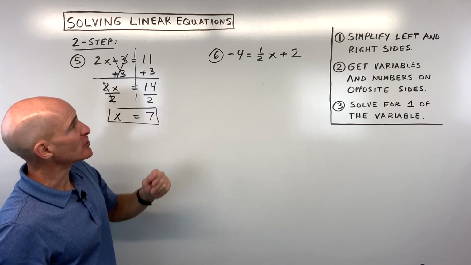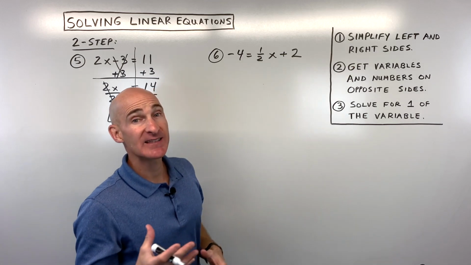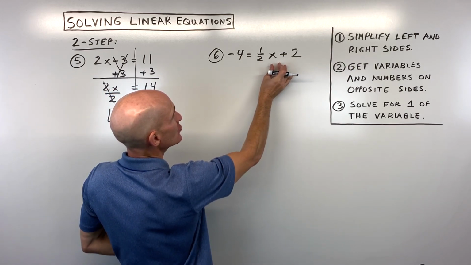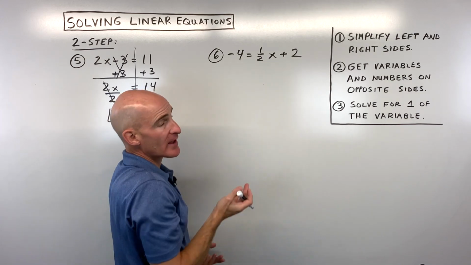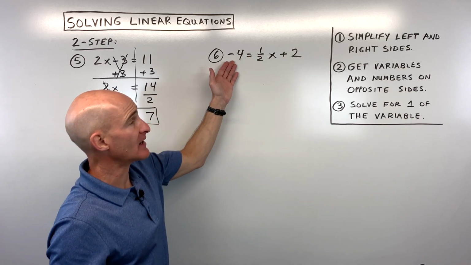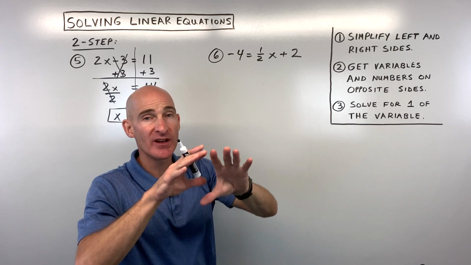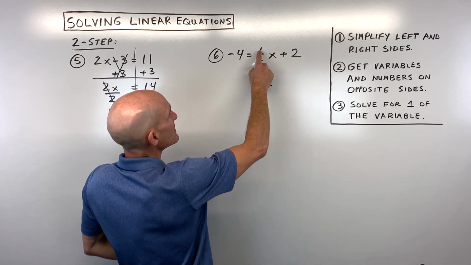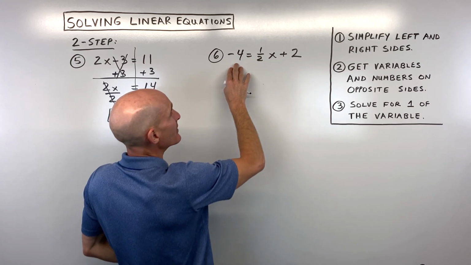Okay, let's take a look at number 6 now. Same idea, we want to simplify the left and right sides if possible. So in this case, we really can't combine the 1/2 x and the 2, because that's a variable, that's a number. They're unlike terms. Negative 4, that's just a number. We can't simplify that with anything on the left side here. So step number 2, how do we get the variables and the numbers on opposite sides? Well, we can see here that we have the variables on the right. See, the x, the unknown, is on the right, which means we want to get the numbers on the left.